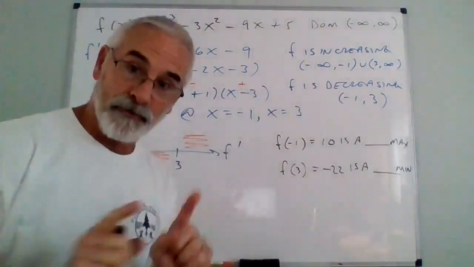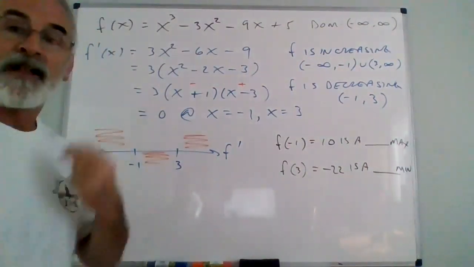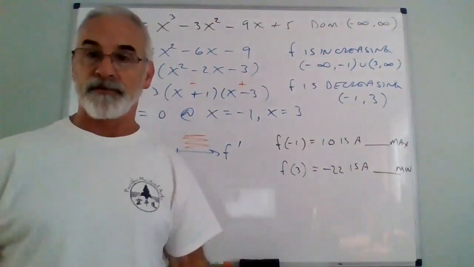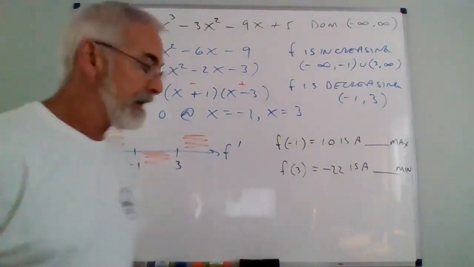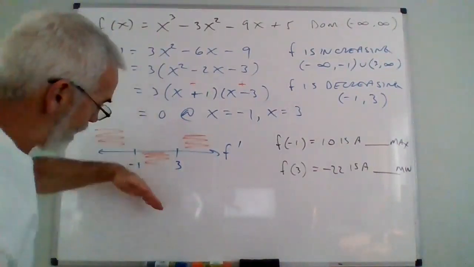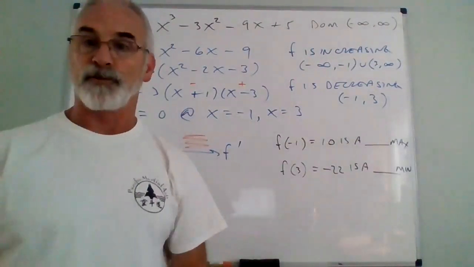Now, what I just did by saying increasing, flat, decreasing, it's a max. That is called the first derivative test. I'm using the first derivative to determine that I had a maximum there. And similarly, this says I went down, flat, went up. I have a minimum there. That's the first derivative test.